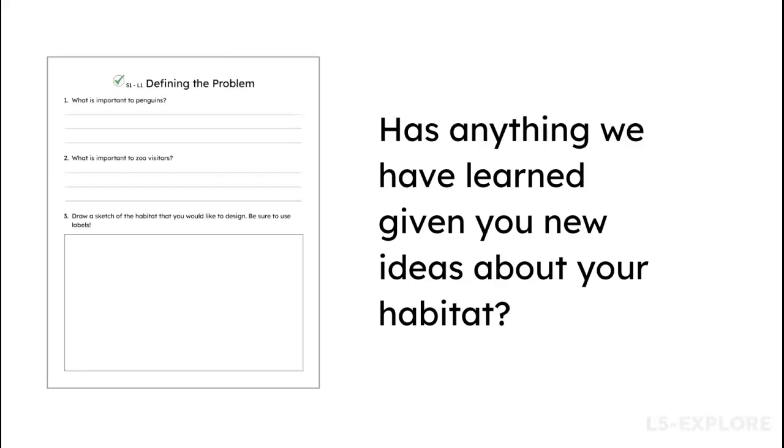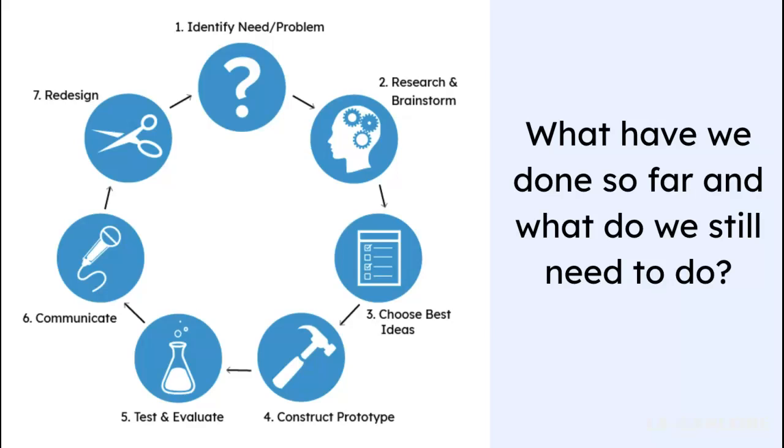You'll direct students back to their original sketch for their habitat on the Defining the Problem student journal page from Lesson 1 and ask students if anything they have learned has given them new ideas for their habitat. You'll then direct them to the engineering design cycle and ask what they've done so far and what they still need to do. Now it's time to brainstorm some possible solutions.